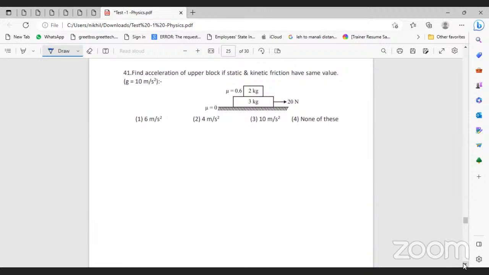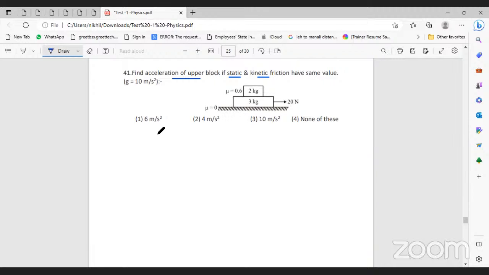Come to this. They're asking you to find the acceleration of the upper block if static and kinetic frictions are there. What is the static friction and kinetic friction? They have the same values for both. The value of g, you can take it as 10 meter per second square. Now, you can find the acceleration of the block.